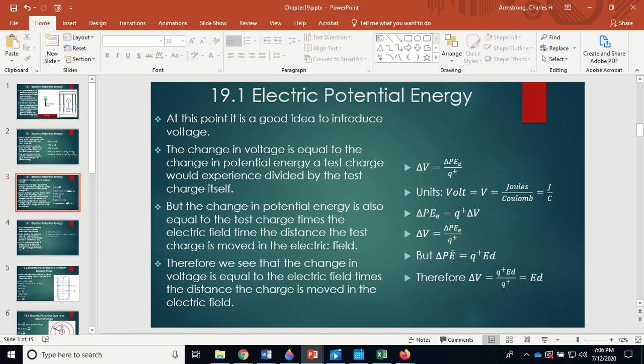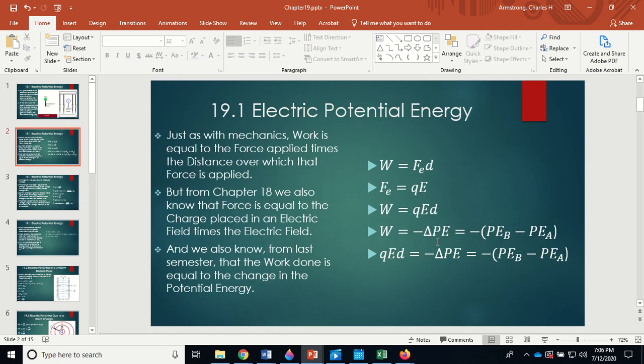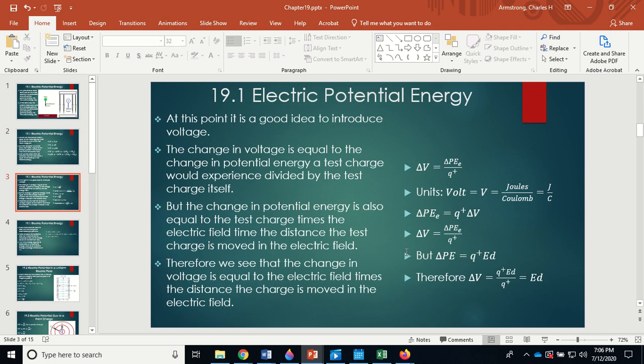But change in potential energy from up here is equal to QED. So the change in voltage equals QED divided by Q. Okay, see all these things are coming together here. The Q's cancel and we get ED. So change in voltage is equal to the electric field times the distance over which the charge is moved in that electric field. That's how much the voltage would have changed.